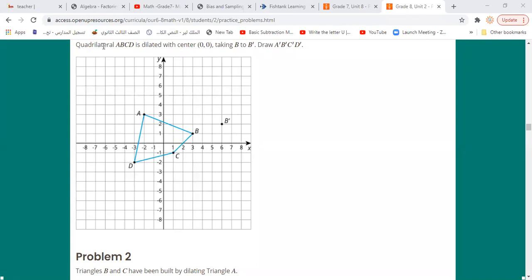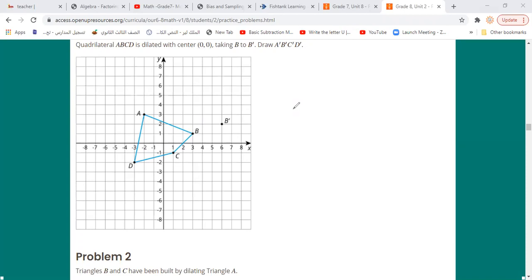He said that the quadrilateral ABCD is dilated with center (0, 0), the origin point, taking P to P prime. Draw A prime, B prime, C prime, D prime, and he didn't mention the scale for us. Then what do we have to do to find the scale in this question, grade 8? We count the units.